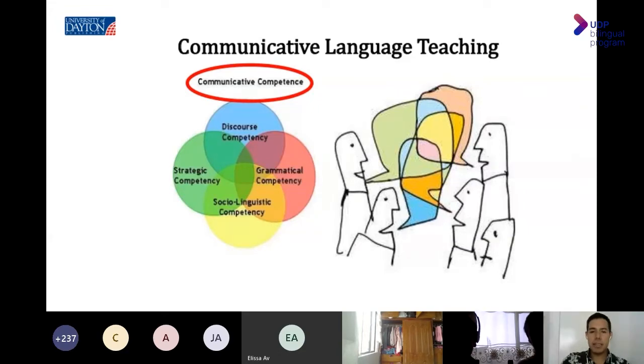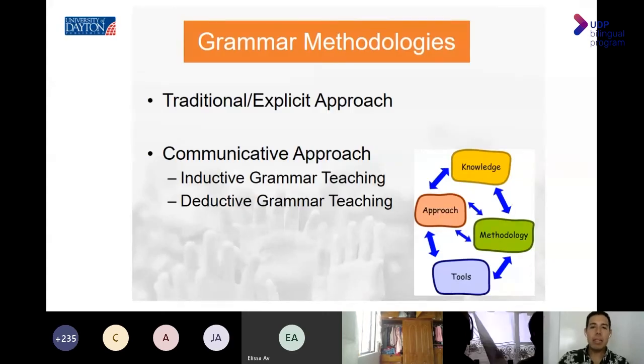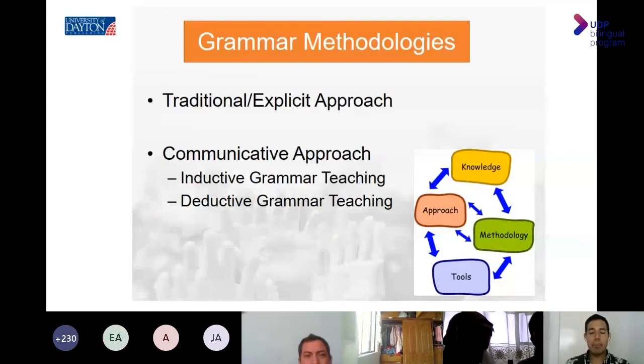And of course, this is a very, very big concept that maybe we don't have enough time to go into in detail about communicative competence, but there are different elements that contribute and constitute communicative competence. How you're going to use the grammar, what is formal, informal, register. There are many, many factors that are considered when we talk about communicative competence. And well, we have the grammar methodologies.